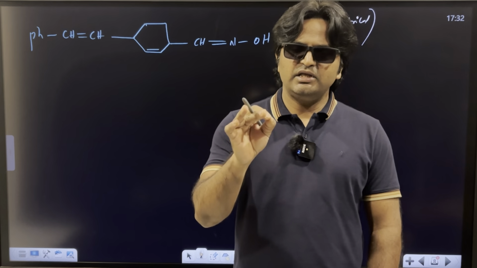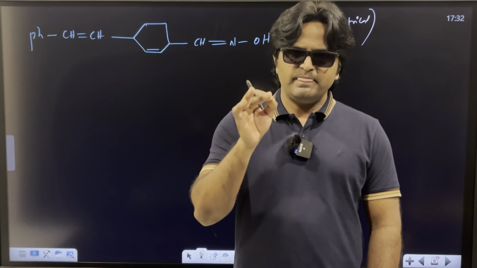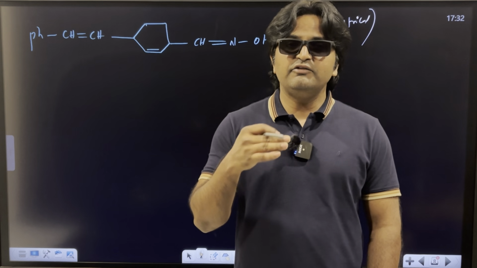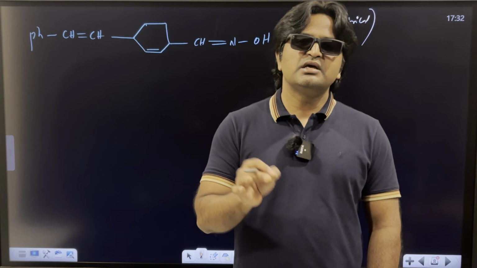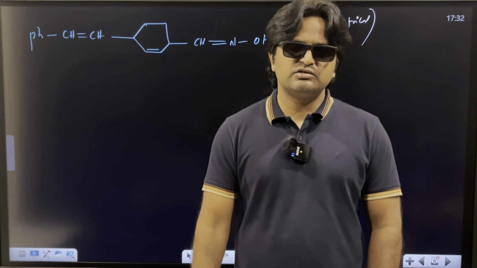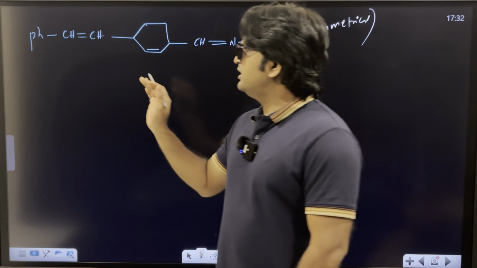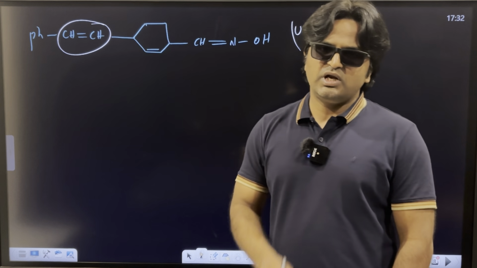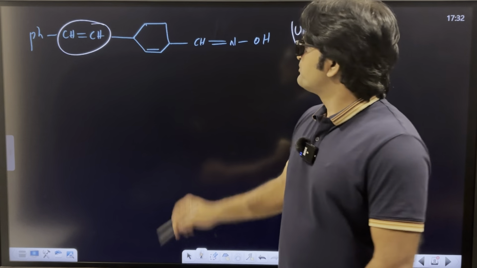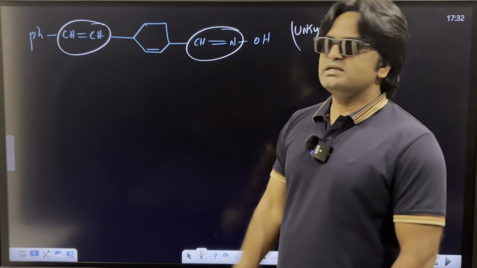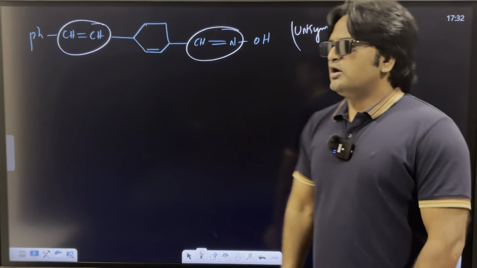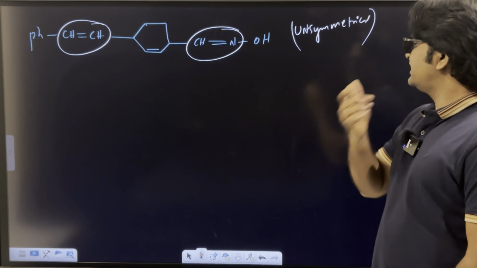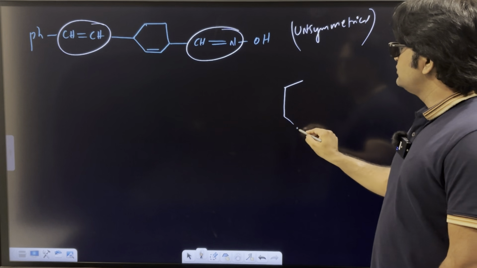Clear. But here, what is the next important task? The next important task is to identify the total number of segments which are responsible for geometrical isomerism, right? So here there is no doubt at all about this double bond. This is one of my segments for geometrical isomerism. Here also no problem, oxime system, right? Now come to this point. Before going to select another segment, just you tell me this point.